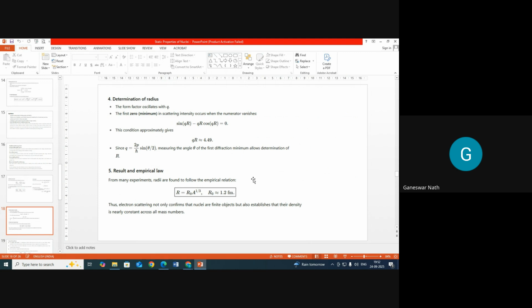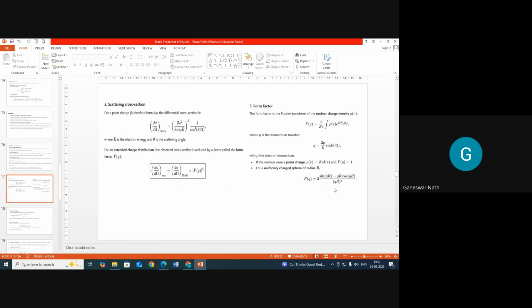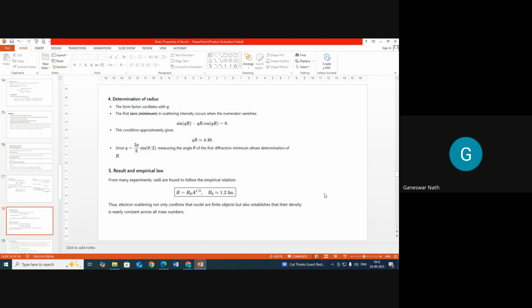Another determinant of the radius is that the form factor oscillates, because when the charge changes, the form factor also changes. The first zero in the scattering intensity occurs when the numerator vanishes, as you have already established in the formula. As this depends upon the q value, we can calculate the radius of the nucleus, which is found to be 4.49 fermi. So this is the result by which you can calculate the radius of the nucleus.